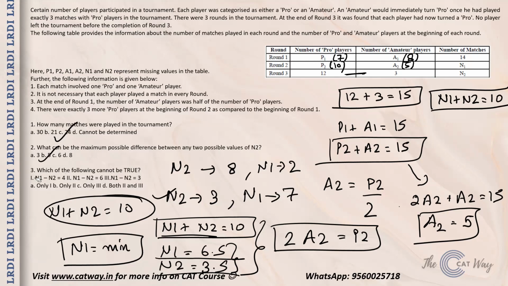So the statements which cannot be true are 2 and 3. Hence, option number D, both 2 and 3, is the right answer.